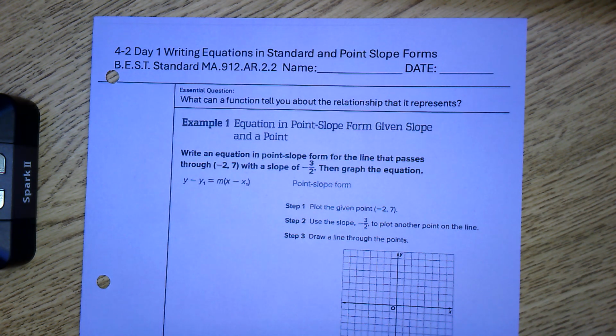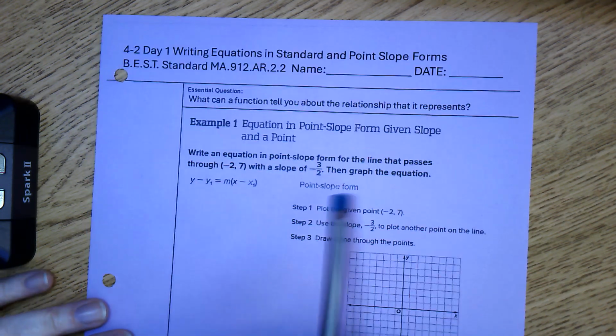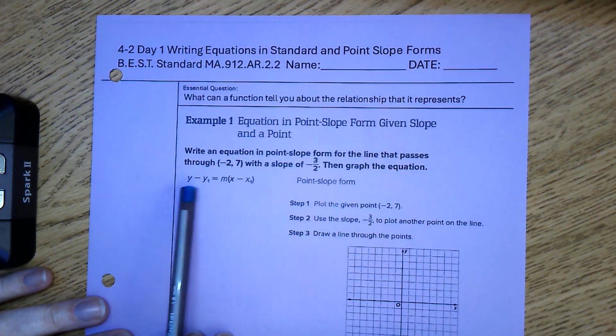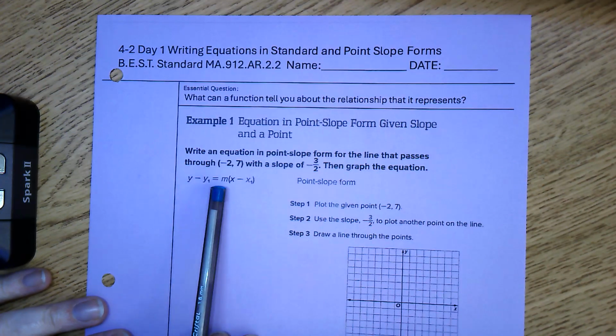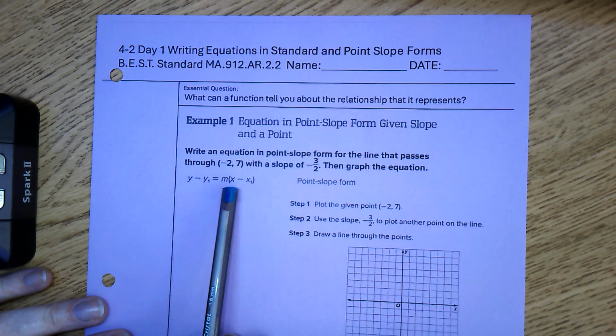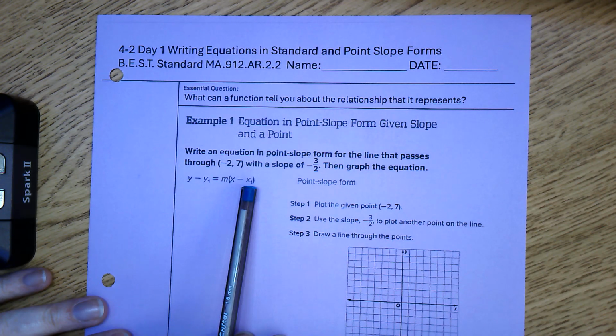Alright, we're going to write an equation in point slope form for the line that passes through the point (-2, 7) and has slope -3/2. Then graph the equation. Well, we are given point slope form, which is y minus the y of the point equals m, which is your slope, times the quantity of x minus x of the point.